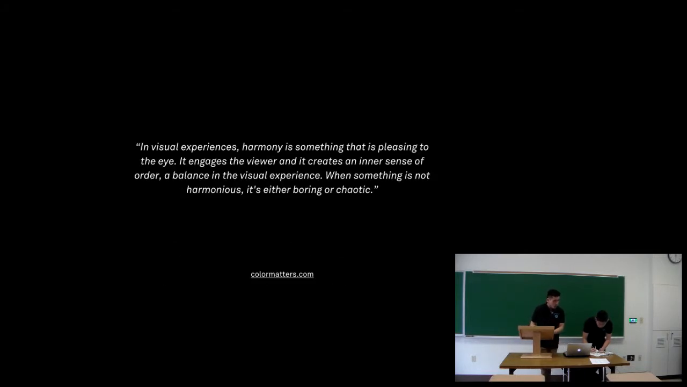This is just a quote about color. In visual experiences, harmony is something that is pleasing to the eye. It engages the viewer and it creates an inner sense of order, a balance in the visual experience. When something is not harmonious, it is either boring or chaotic. So in terms of user experience and user interface, color also plays a role in that, because you can engage the user by having a great color scheme, one that works together in a harmonious way. And that sounds really philosophical or something. It's not. It's just basically if your app looks good, if the colors work together, it adds to the whole experience.